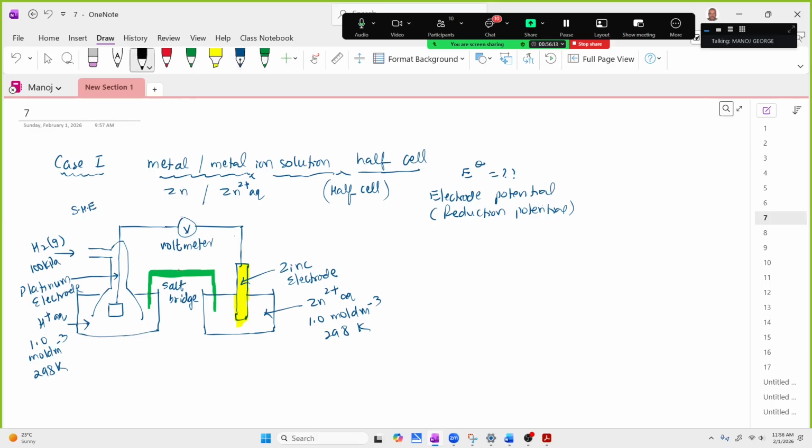For example, I could just use potassium nitrate. So I can have potassium nitrate here packed up inside it. We'll discuss the importance of the salt bridge very soon. This is the complete setup.